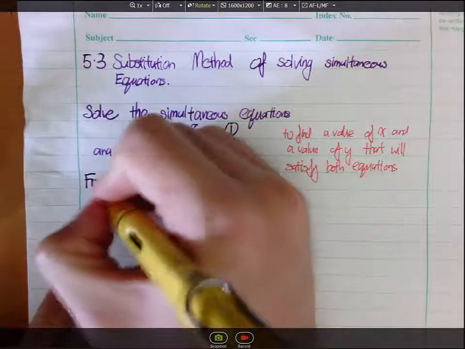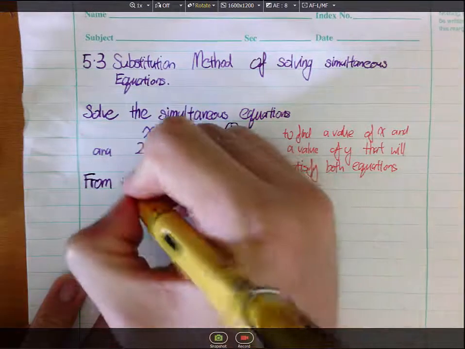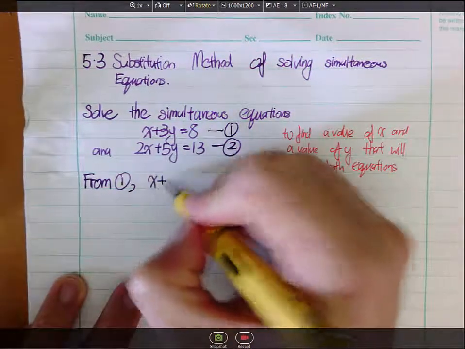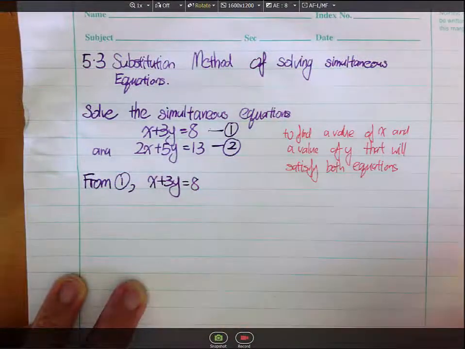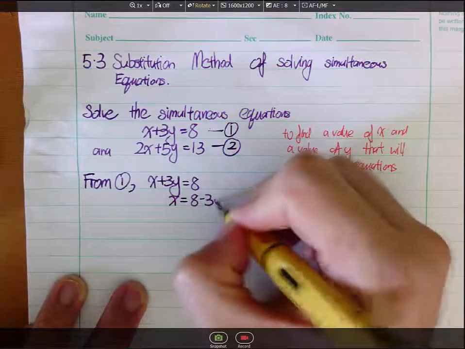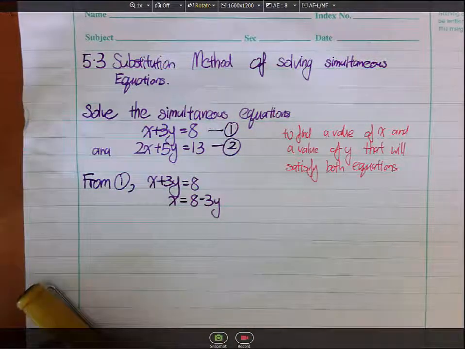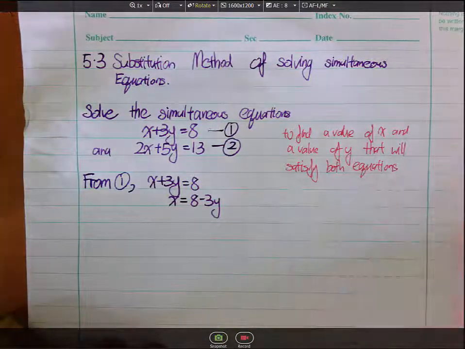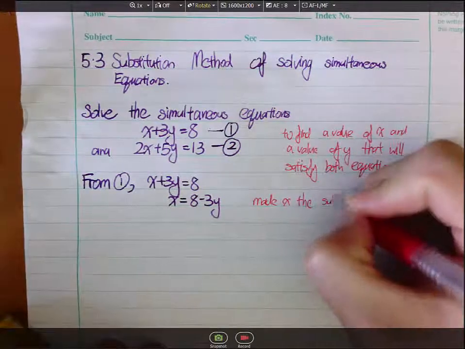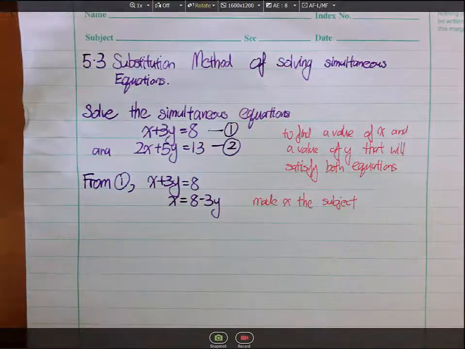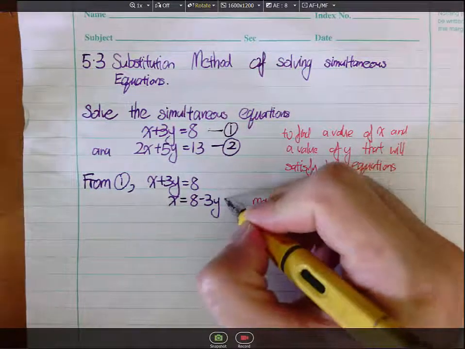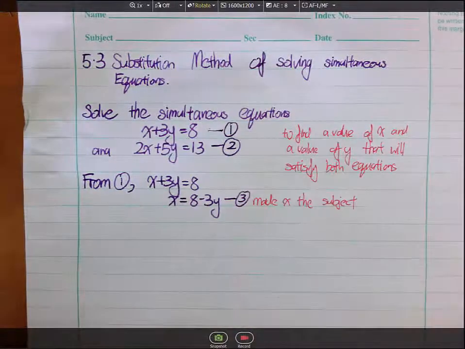First I say from 1. From equation 1, I start with x plus 3y equals 8. Then I know that x is equal to 8 minus 3y. Notice what I've done here is I've made x the subject of the formula. Now, since we have rearranged it into something new, we call it equation 3.